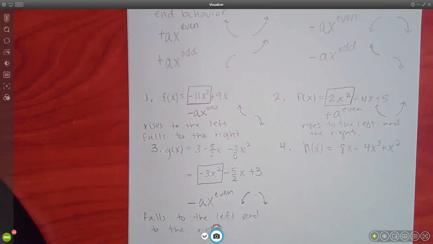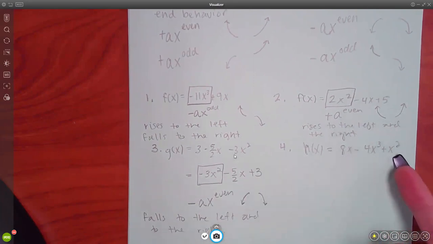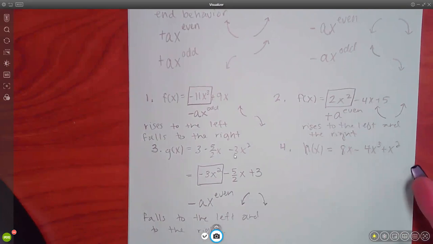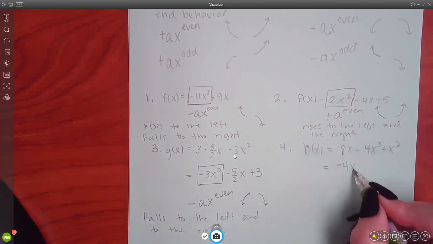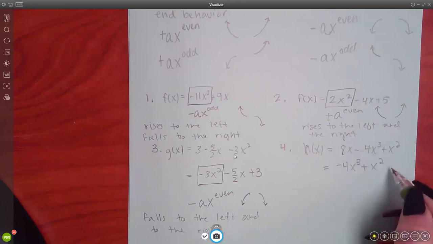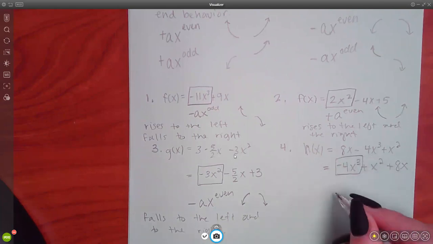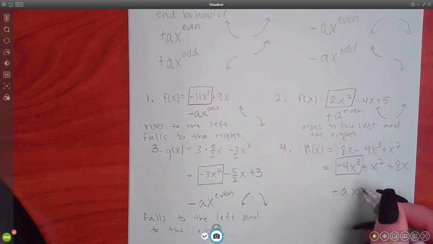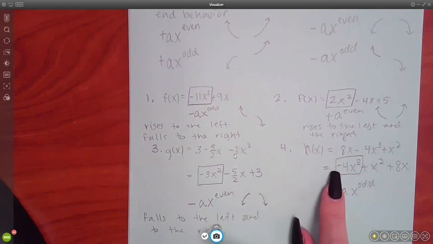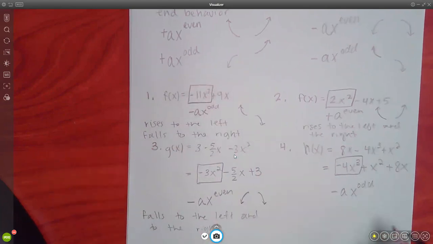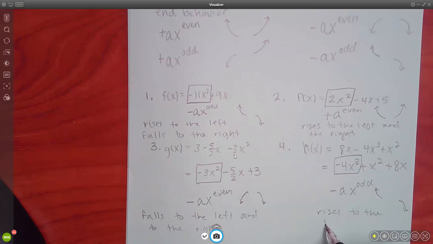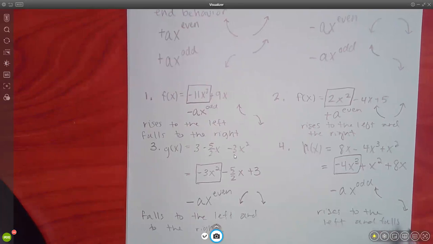I hope the next one's the last situation because I wanted examples of all of them. Is the function for number four in descending order? No, this term has the higher exponent and should be in the front. So we'll rearrange it: the term with the three exponent, then the term with the two exponent, and then finally the term with the one exponent. I'm going to focus on this one. It's a negative number, and then it's x to the odd again. If this were even or positive, then it would be the last case. I haven't had it yet, but that's okay. This one happens to be negative, so it has this same situation. So that rises to the left and falls to the right.